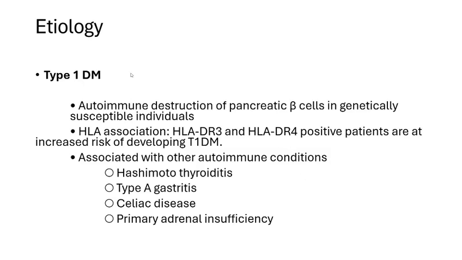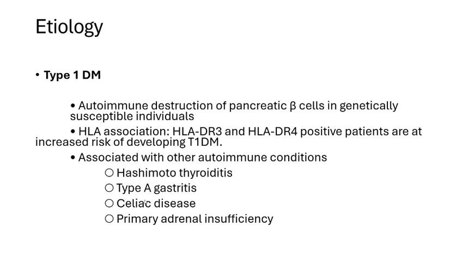Coming to etiology, type 1 diabetes etiology. Autoimmune destruction of pancreatic beta cells in genetically susceptible individuals is the most common cause for type 1 diabetes. And HLA association. HLA is human leukocyte antigen. Here HLA-DR3 and HLA-DR4 are specific alleles of the major class 2 histocompatibility complex. Histocompatibility complex is a group of genes on DNA that code for cell surface proteins. These HLA-DR3 and HLA-DR4 positive patients are at increased risk for developing type 1 diabetes. This is how it is one of the causes for type 1 diabetes.